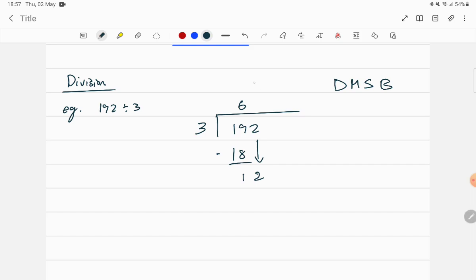So again, start the process again. 3 goes into 12 4 times. 4 times 3 is 12. And 12 minus 12 is 0. And there's nothing to bring down, so we stop right there. In this instance, that tells us that 192 divided by 3 is 64 with no remainder. So 3 goes exactly into 192 64 times.